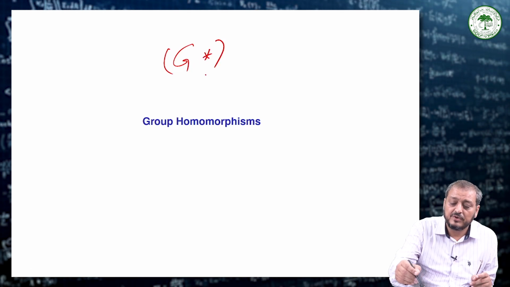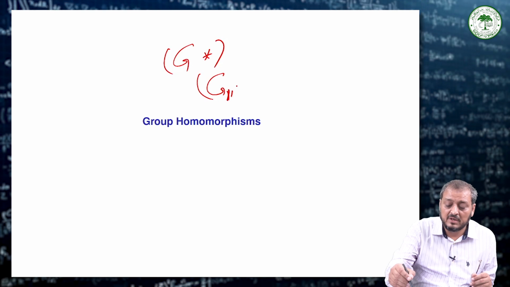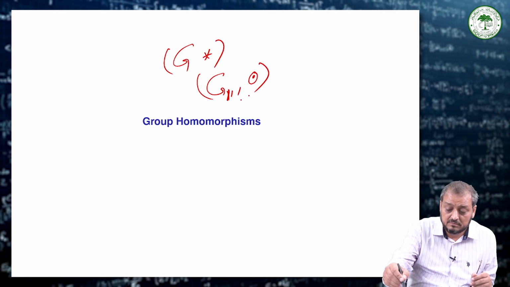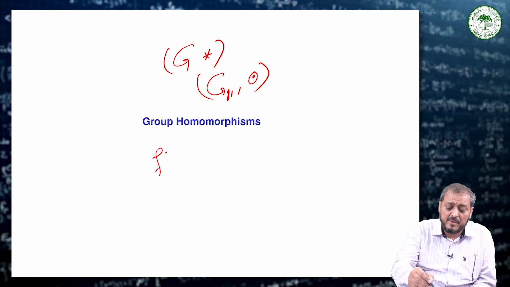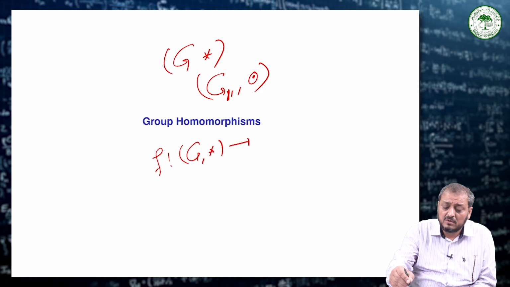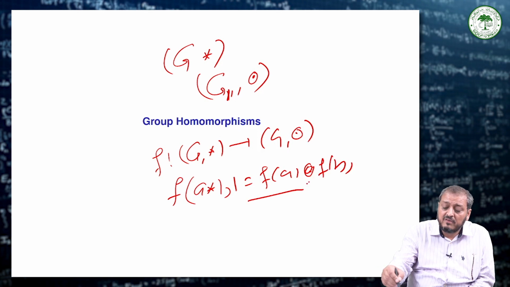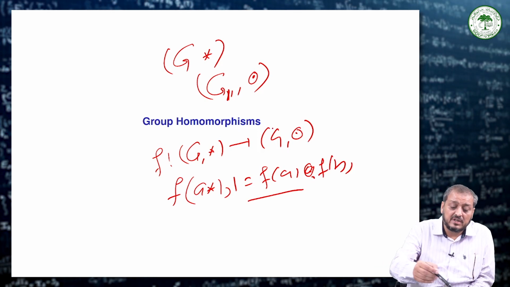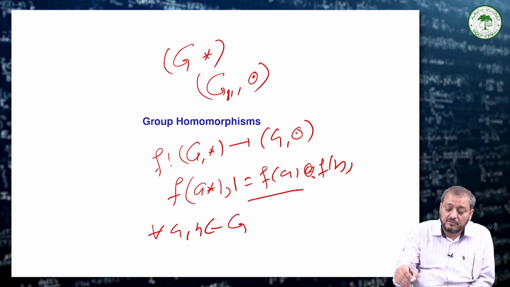One has the binary operation star, and the other, G1, has another binary operation, dot O. Then we define a map from G with star to G1 with this binary operation, and it satisfies this condition for all a, b elements of G.